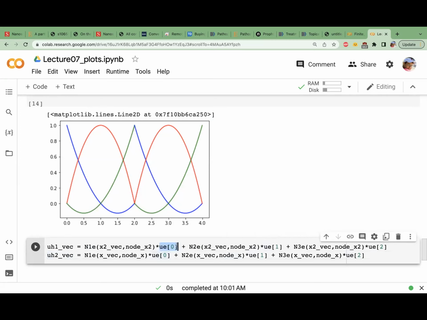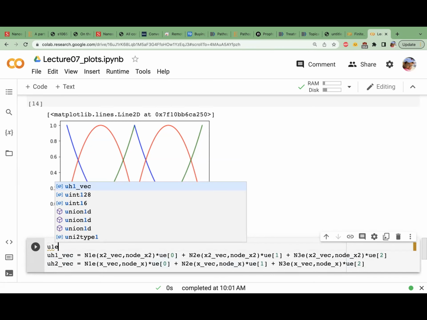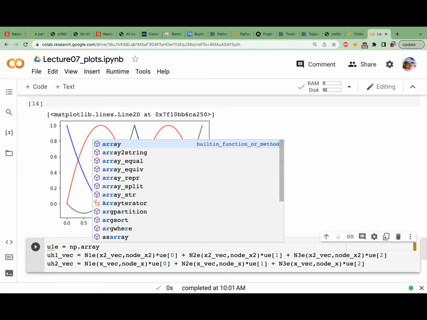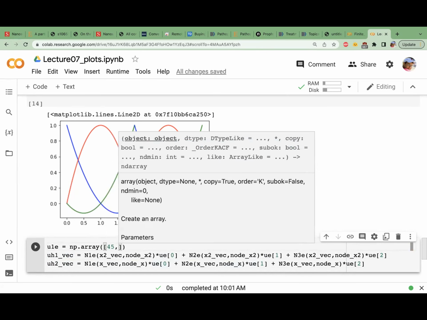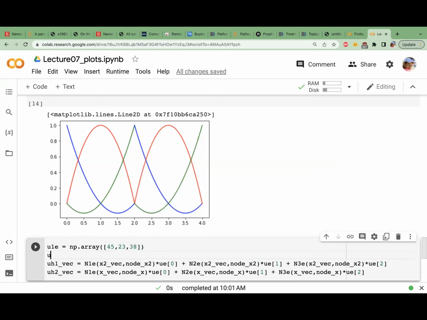Now I need to know what to do with these u's, so we'll change that a little bit. So let's do U1E. There's one thing that you do need to be careful with. I'm going to see how we take care of that. So 3 random numbers: 45, 23, 38. What was the second one? 23. Okay, so now these are the nodal values for the first element. I'll call it UE1 and UE2, so it's probably not super confusing.